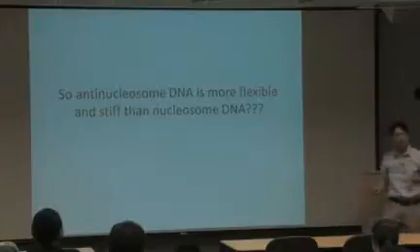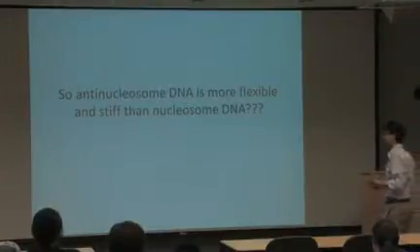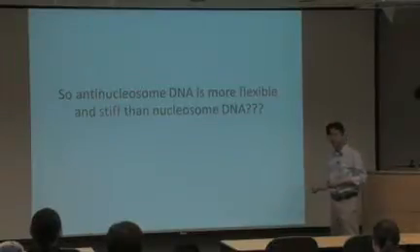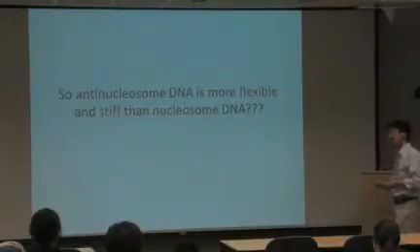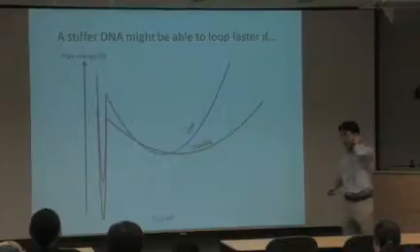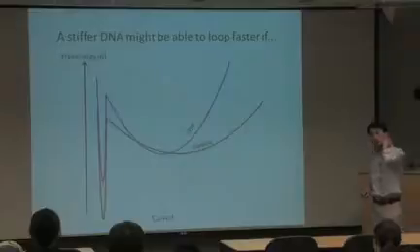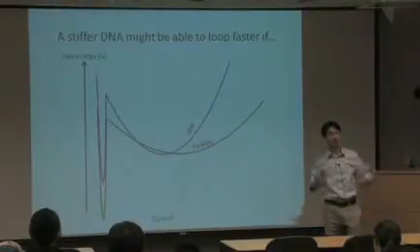Now, if you have an attention span that is longer than 3 slides, then you remember that I just said that antinucleosome DNA is more flexible 3 slides ago. And now I just said in the previous slide that it's stiffer than the nucleosome DNA. So what's happening? Antinucleosome DNA can't be more flexible and stiff at the same time than the nucleosome DNA, right? So we hypothesize that maybe the initial starting point in looping transition is not the same between these two DNA molecules.